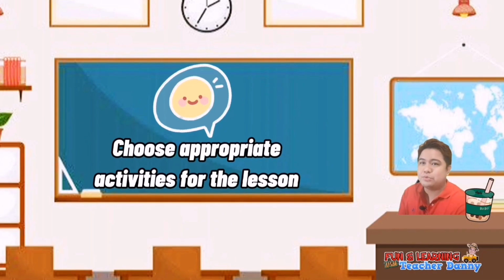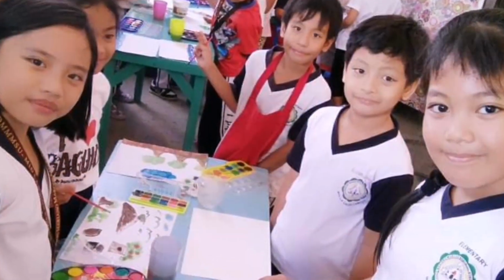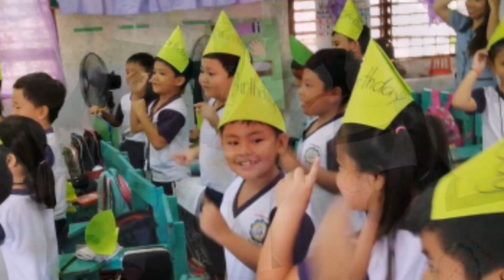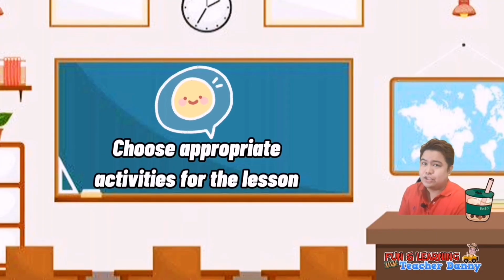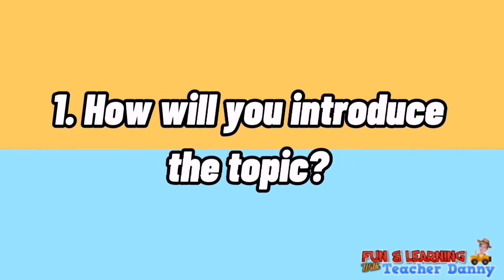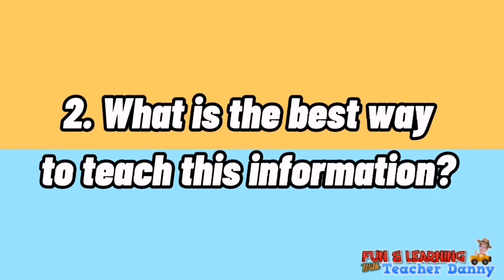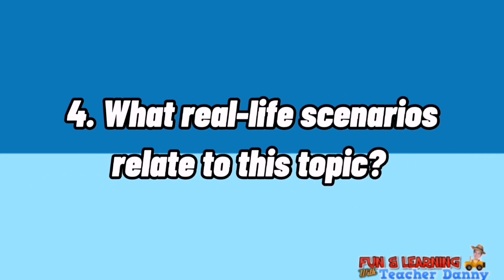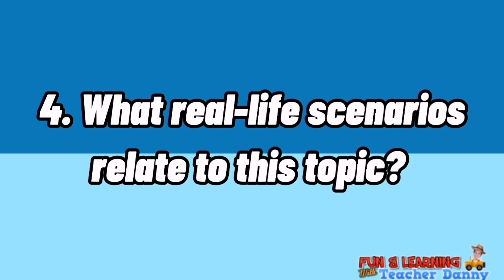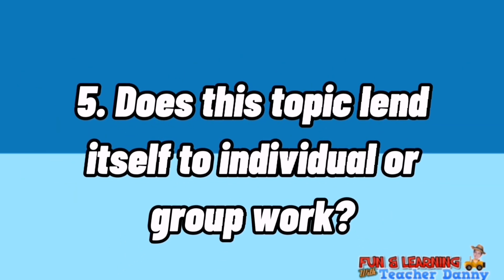Now, in writing your lesson procedure, you need to choose the type of activities that will help students meet the lesson objectives. To be able to do that, you can outline your procedure and answer a list of questions, including: 1. How will you introduce the topic? 2. What is the best way to teach this information to your students? 3. How can you incorporate problem solving and critical thinking? 4. What real-life scenarios relate to this topic? 5. Does this topic lend itself to individual or even group work?